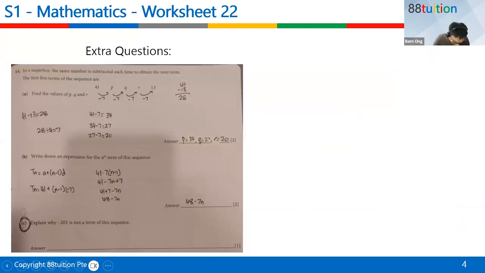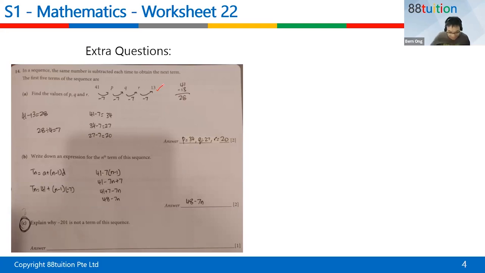Actually, he did very nicely already. He did most of the important part already. So let me just check his working to see whether it is correct or not. They say that in the sequence, the same number is being subtracted. So he says it's minus 7, minus 7, minus 7, minus 7, minus 7, it becomes 13. Correct. That's the way to do it.